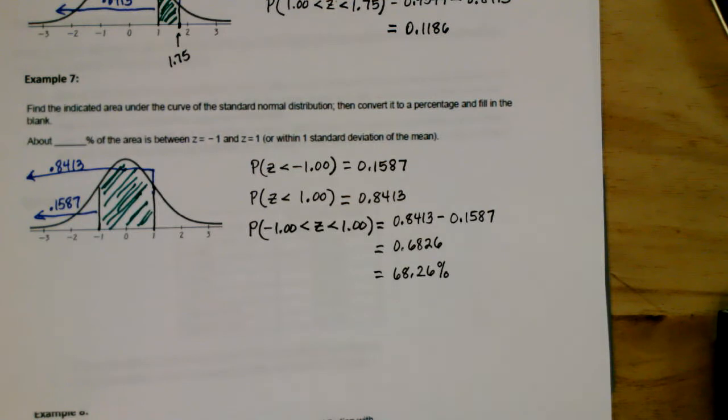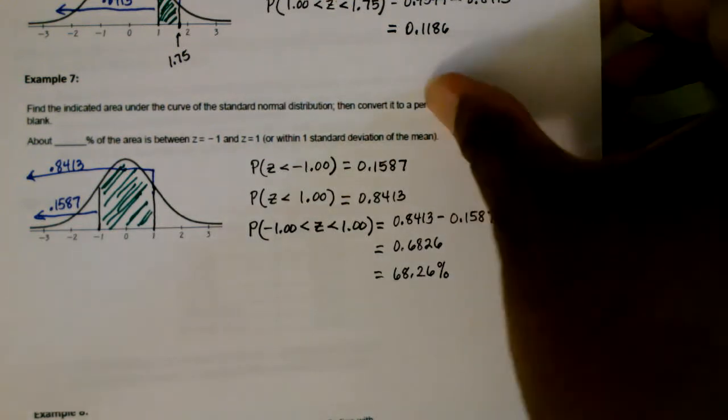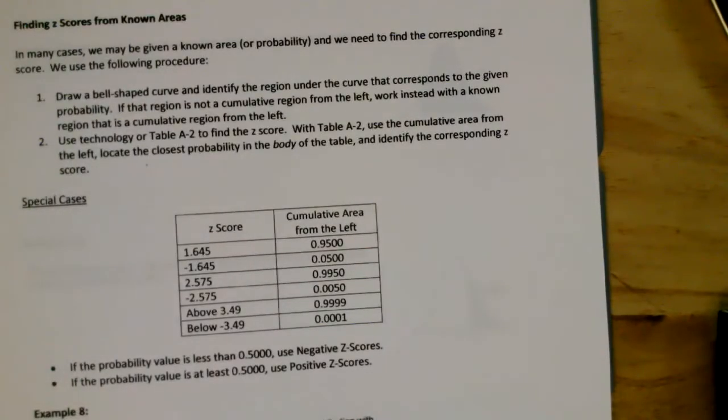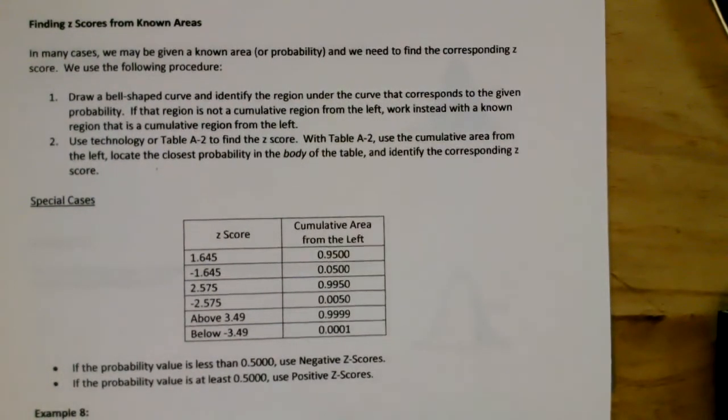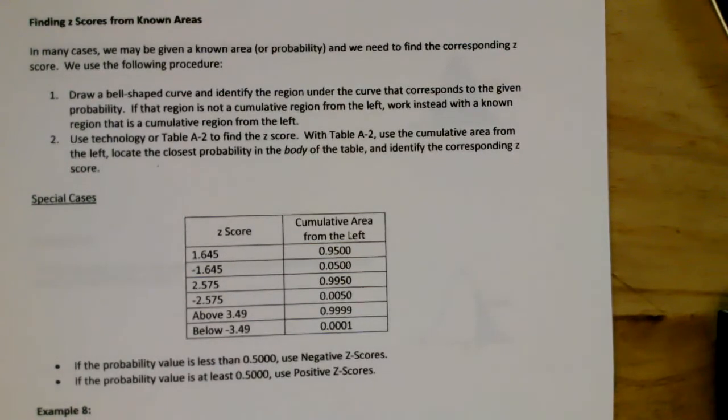Okay. So this first part dealt with finding a probability when you're given z values. Now we're going to go the other way around. Let's say you were given the known area. We know the area underneath the curve, and we want to find the z value that corresponds to that area. So in many cases, we may be given a known area or probability. We need to find the corresponding z-score.